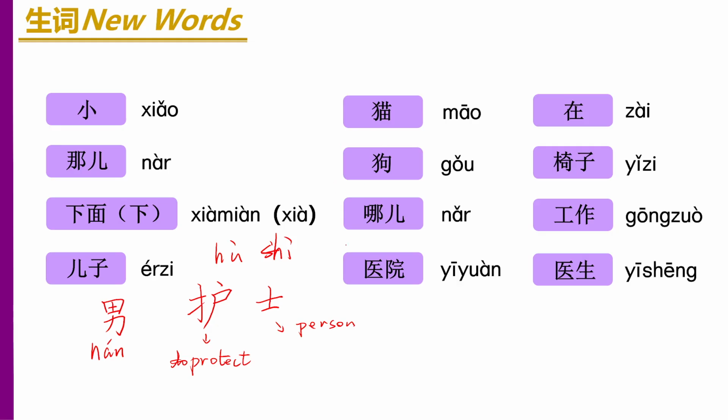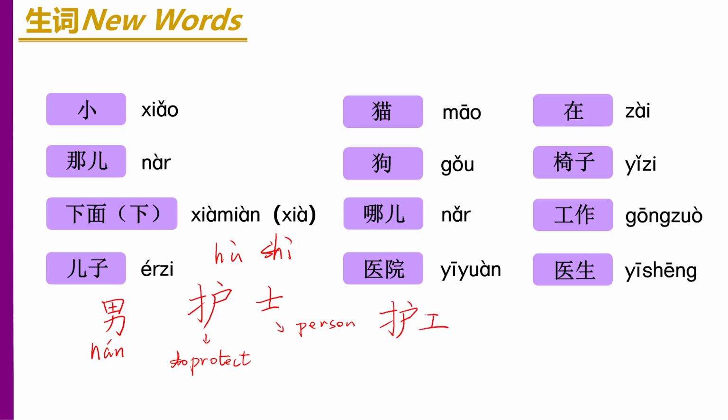Okay, 是, and then 护士 is a nurse. Now, for example, there's an old person. He has some problem, so he goes to the hospital, and the doctor or the nurse have handled everything, but he's too old. He always needs to lie on the bed. So in that case, we need someone to take care of him. So this person, we call him or her 护工. So 护工.